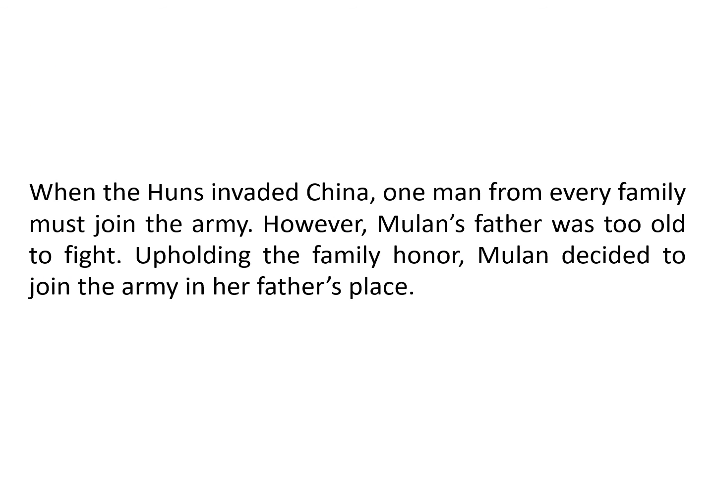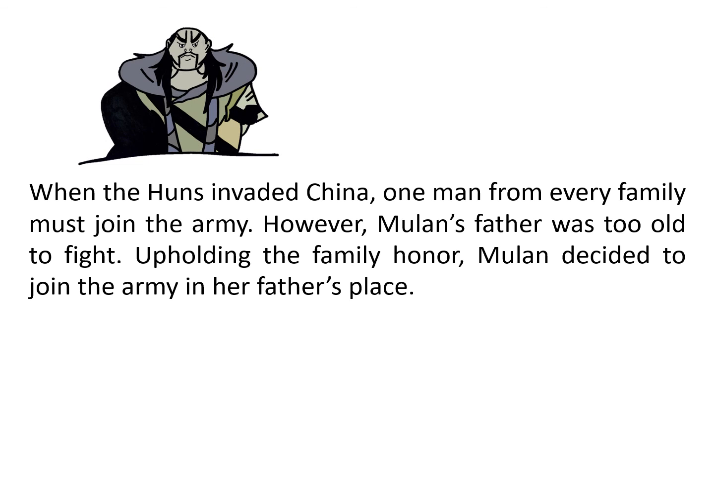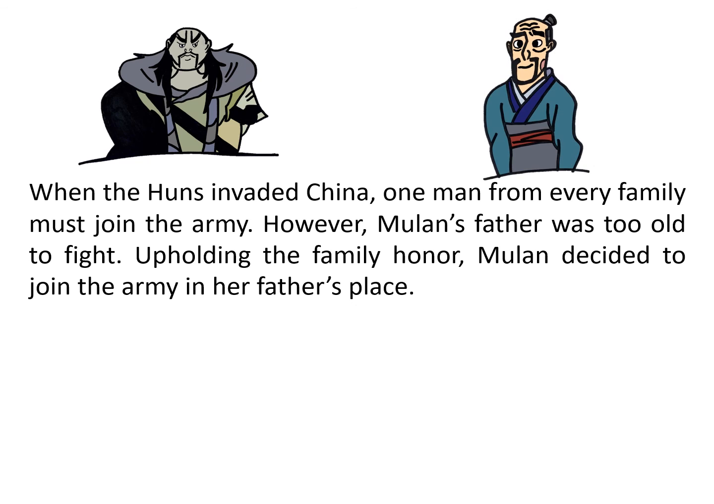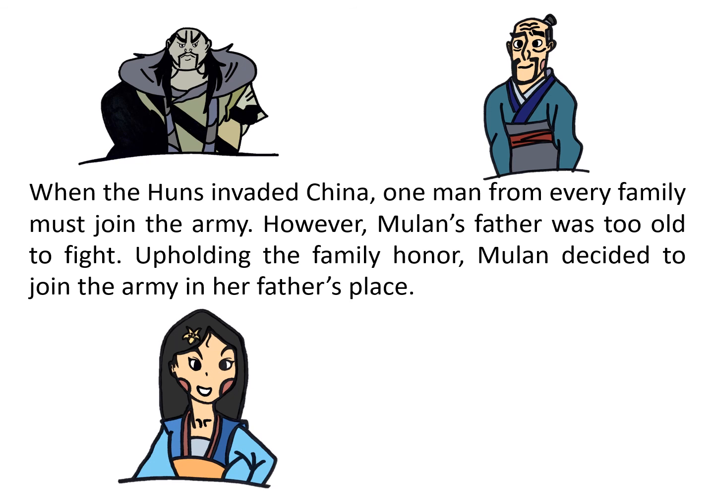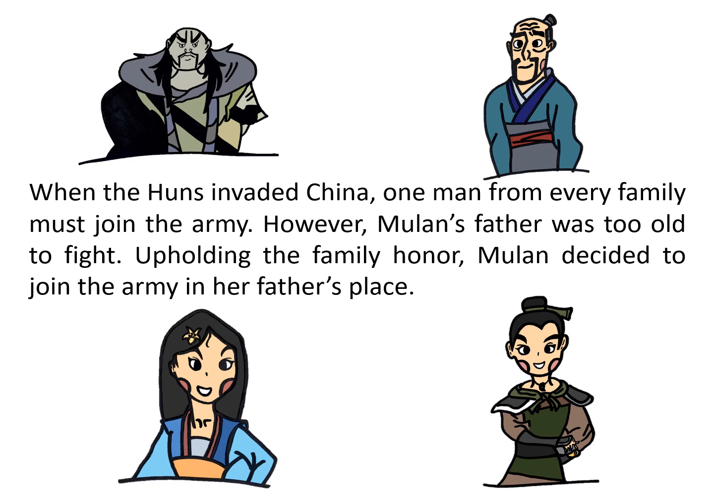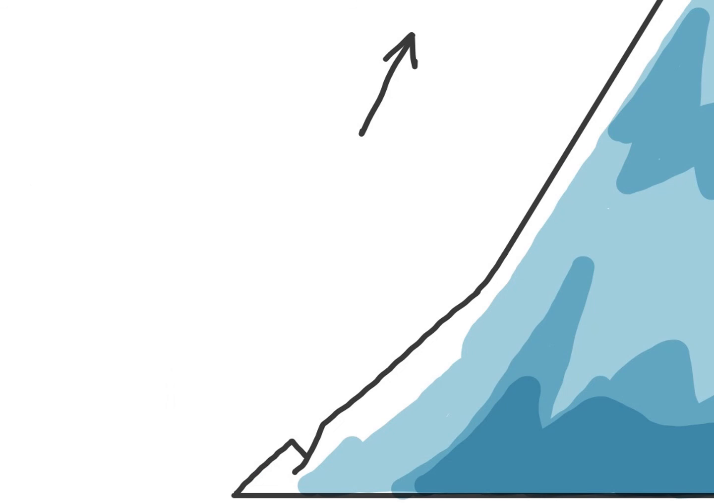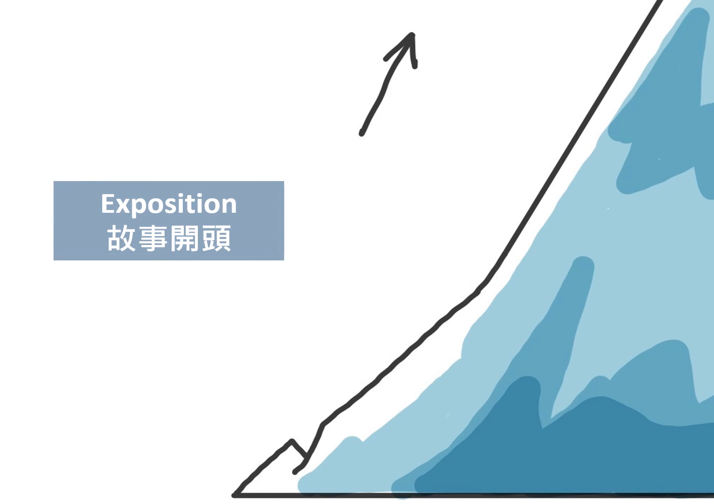We can conclude the first passage like this. When the Huns invaded China, one man from every family must join the army. However, Mulan's father was too old to fight. Upholding the family honor, Mulan decided to join the army in her father's place. This is the exposition of the story, where we meet some of the characters and are introduced to a problem or conflict that the main character has.